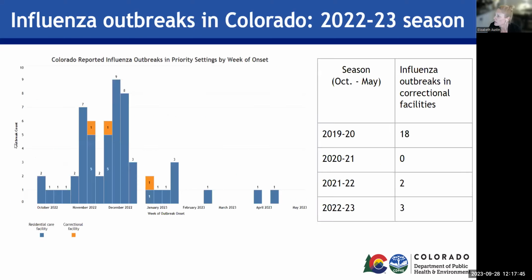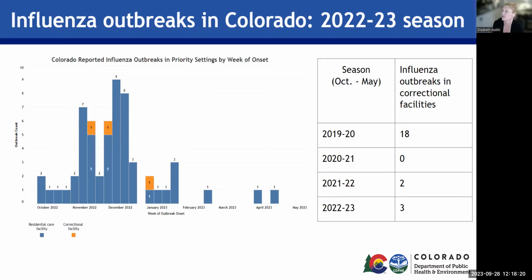Next slide, please. And just to give you an idea of how many outbreaks actually occur in correctional facilities in Colorado, this graph shows our data from the most recent season, October 2022 through May 2023. This shows where the outbreaks occurred by facility type. You can see that the majority of outbreaks occur in residential care facilities, but we do tend to get reports of correctional facility outbreaks as well.